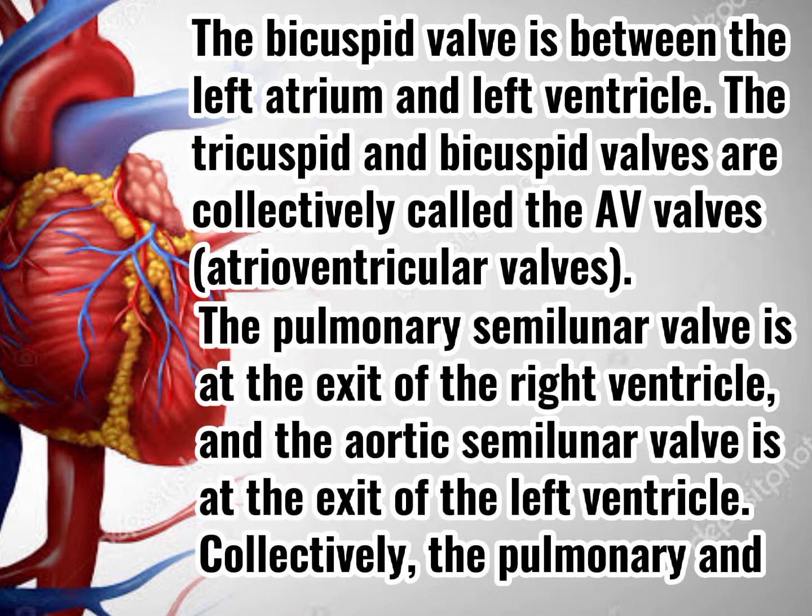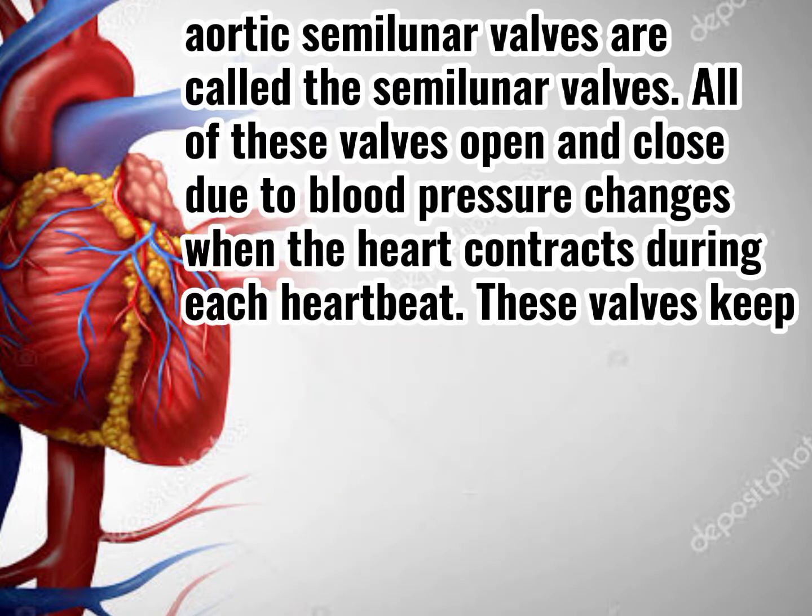The pulmonary semilunar valve is at the exit of the right ventricle, and the aortic semilunar valve is at the exit of the left ventricle. Collectively, the pulmonary and aortic semilunar valves are called the semilunar valves.